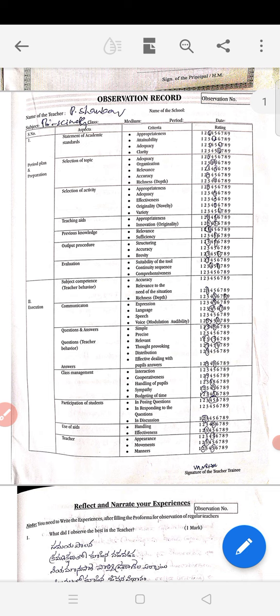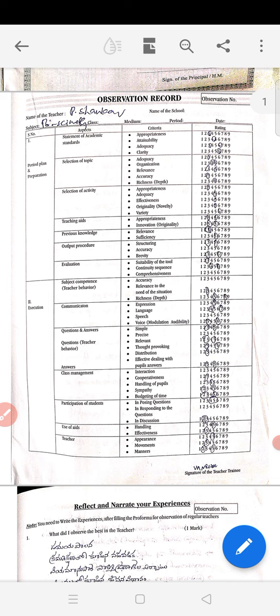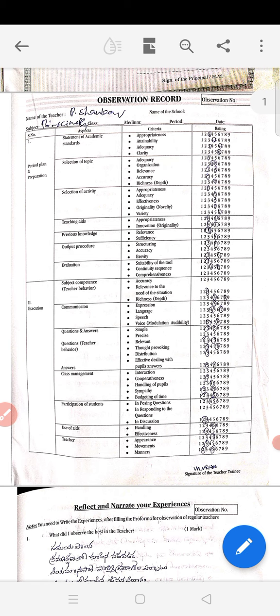Next, previous knowledge. Here, previous knowledge means that in writing a period plan, whether previous knowledge of the topic is taken into consideration or not. Whatever previous knowledge is there in that period plan, whether it is relevant to the topic which is selected by him or her or not. And sufficiency: whatever previous knowledge is selected, whether it is sufficient or not. By concentrating on these areas also, you are going to give a rating of 1 to 9.